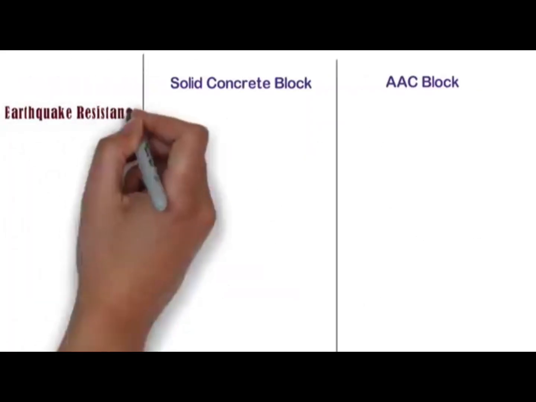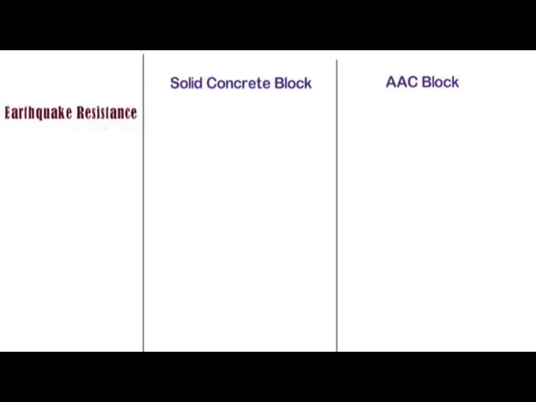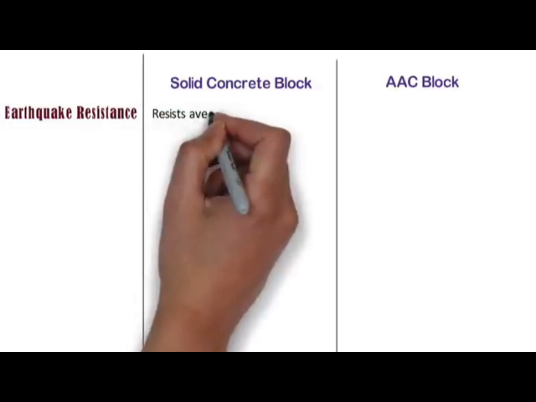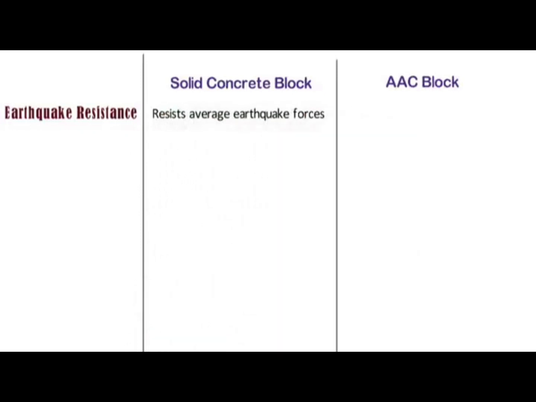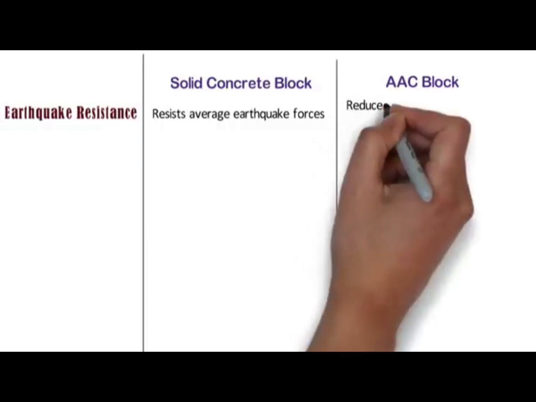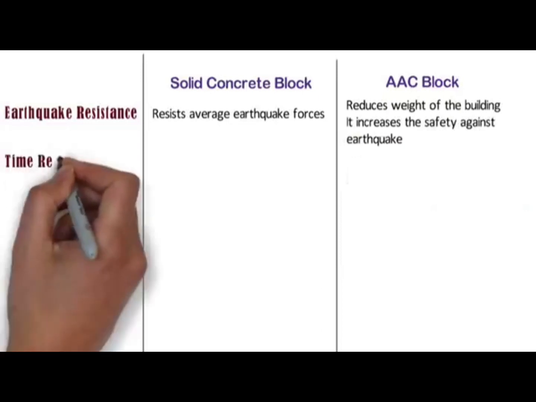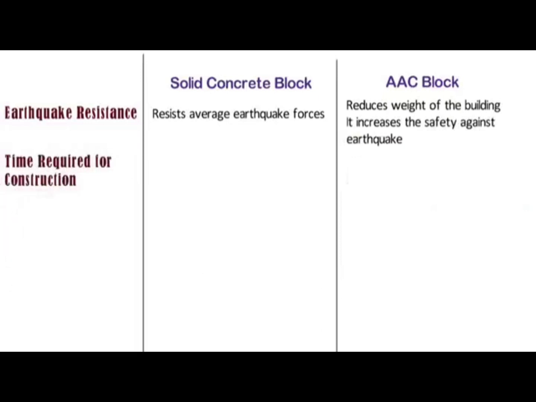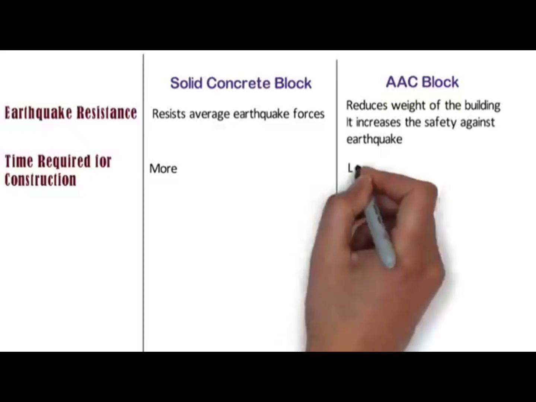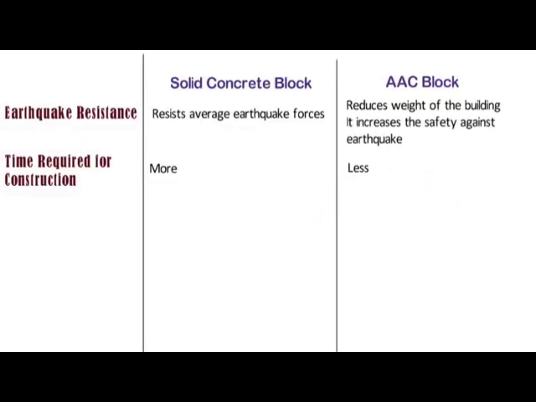Earthquake resistance. Earthquake forces are proportional to the weight of the building. The solid concrete blocks resists average earthquake forces because the density of concrete blocks is higher than AAC blocks. Whereas AAC blocks reduces weight of the building, so it increases the safety against earthquake. Time required for construction. Time required for constructing solid concrete block masonry is more as compared to AAC block masonry, whereas time required for constructing AAC block masonry is less as compared to solid concrete block masonry.